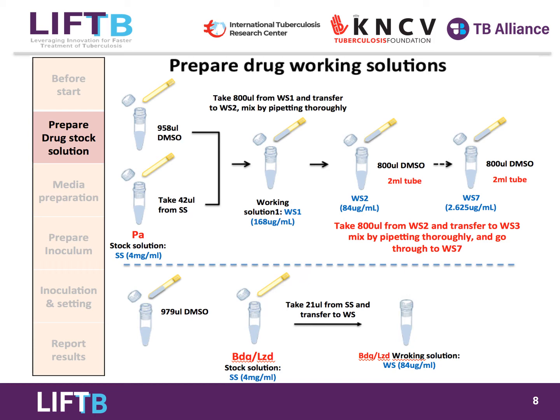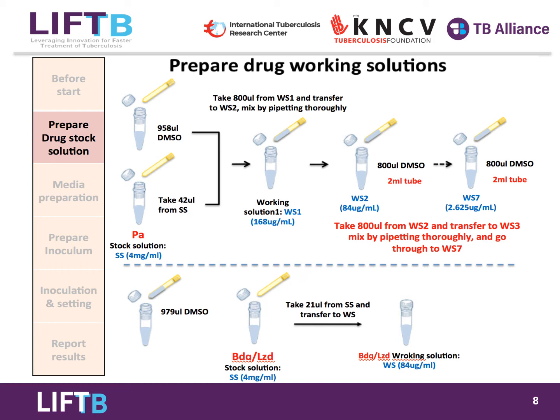B. Dispense 800 microliter of DMSO into 6 2 milliliter screw cap tubes using a micropipette and a 1000 microliter micropipette tip, and label these tubes WS2 to WS7. 2. Prepare WS1. Transfer 42 microliter of the pretomanide stock solution using a 100 microliter or 200 microliter micropipette tip to WS1 from step 1A. Mix by pipetting thoroughly and vortexing briefly.